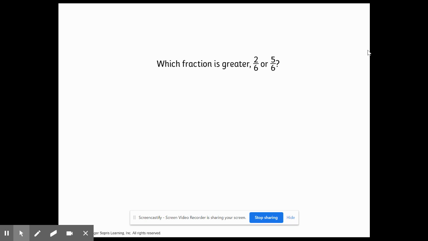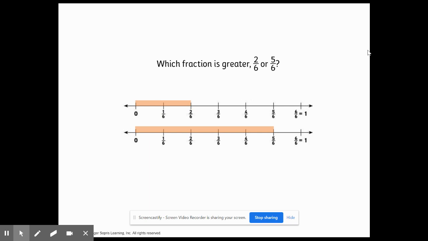When comparing fractions, we have to think about whether a fraction is far from zero or close to zero. We can use this when we are comparing 2/6 and 5/6. We can see that 2/6 is rather close to zero, and 5/6 is close to 1, which is relatively far away from zero. So 5/6 is greater than 2/6.